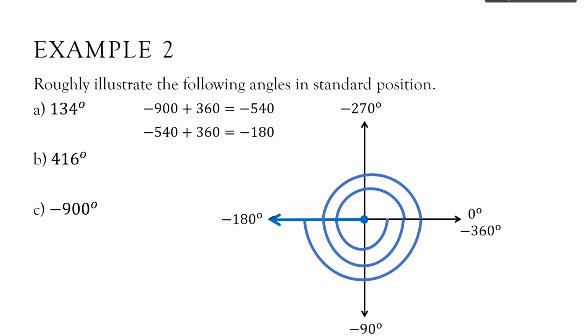So the big takeaway from this, long story short: positive angle, we go counterclockwise. Negative angles, we go clockwise. And then if it's a large number, we may have to go around multiple times. So this is example 2. Let's move on from here.